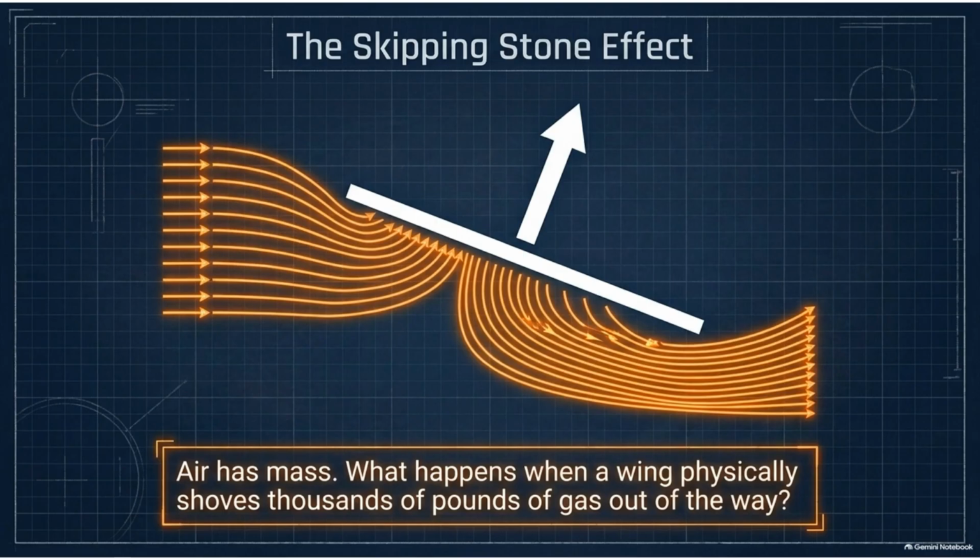Beyond pressure drops, aerodynamic lift relies on direct physical deflection, the skipping stone effect. Because air possesses mass, an inclined wing moving through the atmosphere physically shoves thousands of pounds of gas downward. By forcing this massive volume of air out of its path, the wing triggers Newton's third law: for every action, there is an equal and opposite reaction. Pushing air downward creates a powerful upward reaction force, proving that flight is as much about physically deflecting mass as it is about fluid pressures.